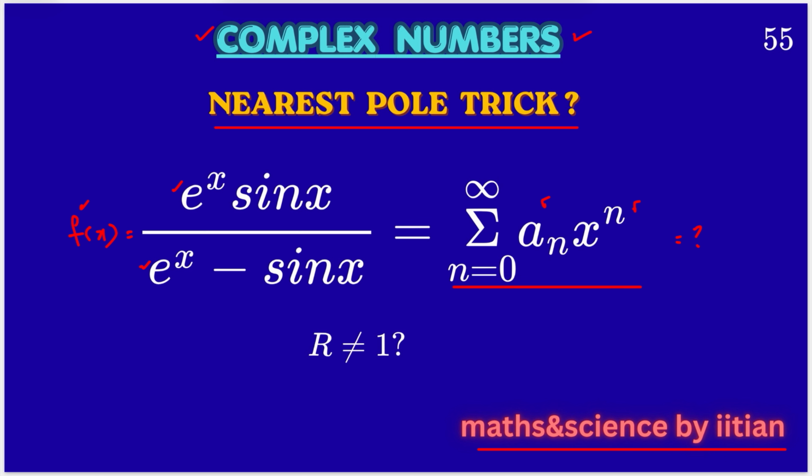It involves algebra, it involves complex numbers, it involves series also, and summation of the series. Let's move further using the trick of nearest pole trick. For nearest pole trick, e to the power of x minus sin x is equal to 0, that denominator is equal to 0. That we will be applying here. How to apply it, how to get it, let us move further. Let us solve it.